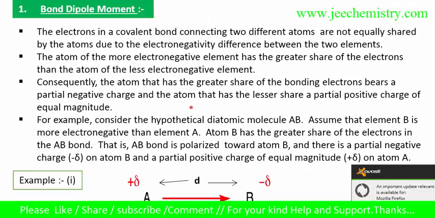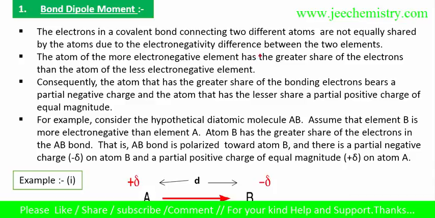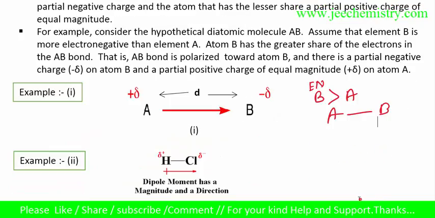The electrons of covalent bonds connecting two different atoms are not equally shared by the atoms, due to the electronegativity difference between them. Suppose these two atoms are A and B, and B is more electronegative than A. Then the bond between A and B is like this. B will try to pull more electrons towards itself. This is the shared pair of electrons, the electron cloud.